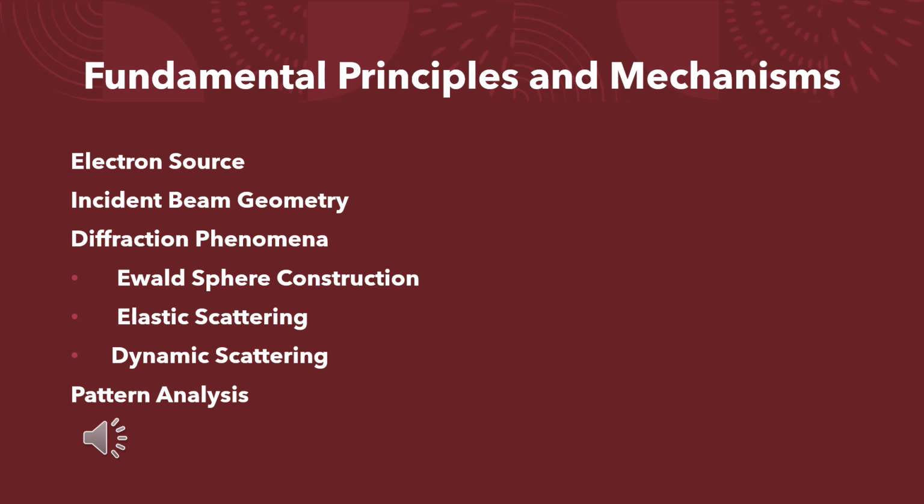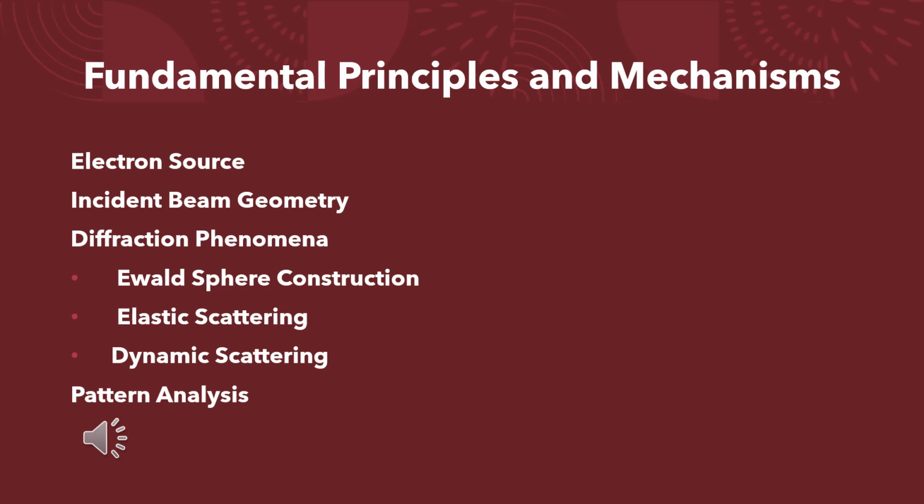Now, let's talk about the diffraction phenomenon. The Ewald sphere construction is a theoretical model used to visualize diffraction conditions in reciprocal space. The radius of the Ewald sphere corresponds to the wavelength of the electrons, which is crucial for understanding the diffraction process. In RHEED, we consider two main types of scattering: kinematic and dynamic.